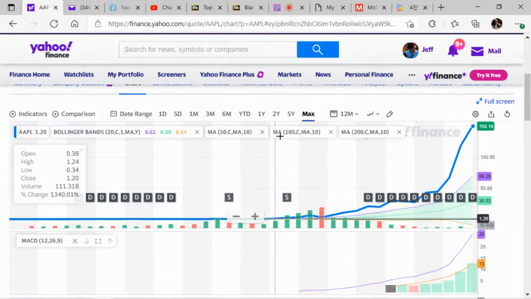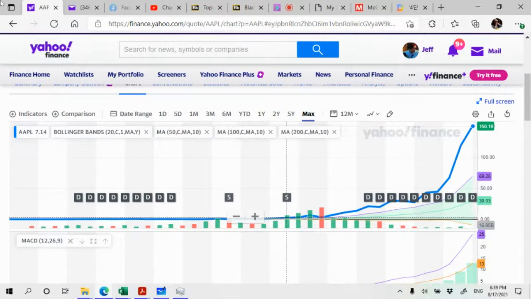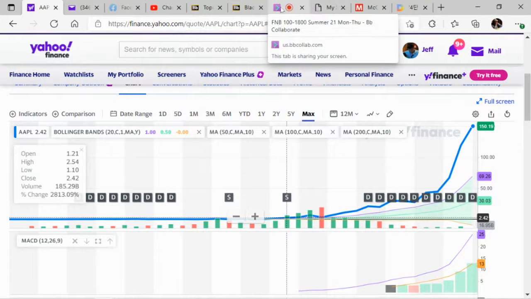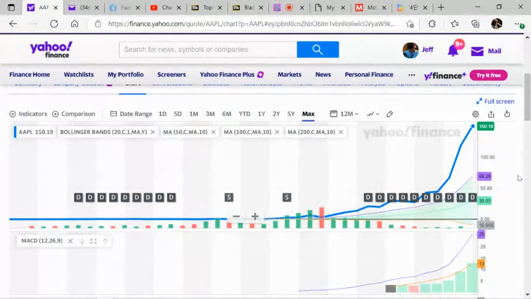You understand what I'm talking about? Anybody? Yes. Okay. And if you are a market participant and you have been watching what's going on with Apple, you would understand, because there was a stock split.